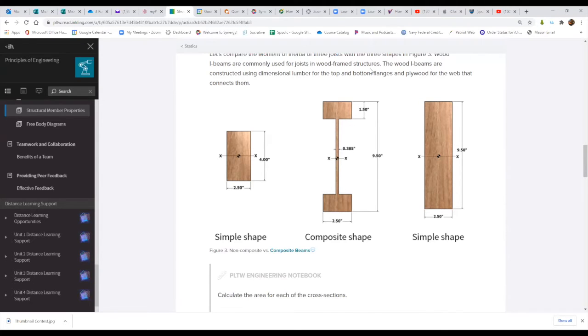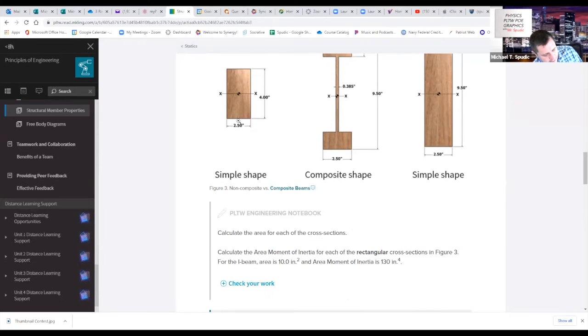Okay. All right. So what I want everybody to do is calculate the moment of inertia for this. It's not a 3 by 4.5, it's 2.5 inches by 4 inches. Calculate that moment of inertia. Then calculate the moment of inertia of the 2.5 by 9.5. And we're telling you right away, the area of the middle one is 10 inches and the moment of inertia is 130. So go ahead and take a few more minutes to get those calculations in.